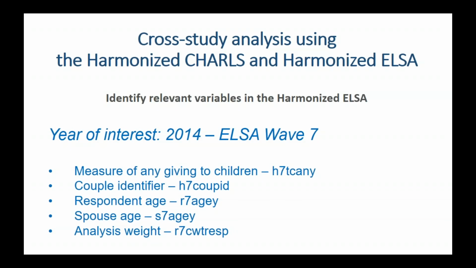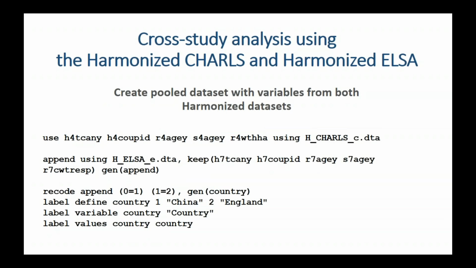So we've identified what variables we're going to use. Now we're going to create our pooled data set. This is going to have variables and observations from both harmonized data sets. The first thing we can do is read into Stata memory. That's how Stata works: it brings everything into working memory.